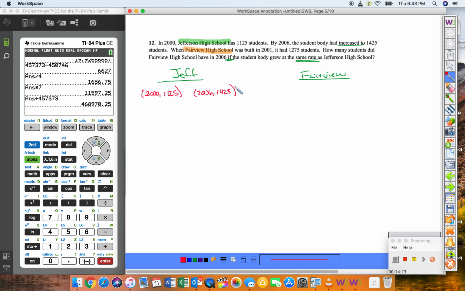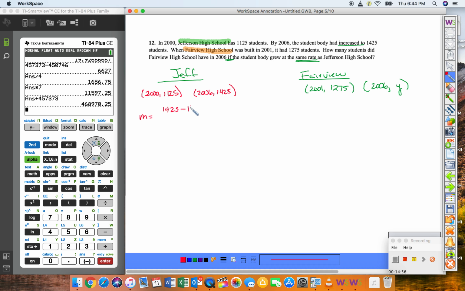So I have that. What I know for Fairview is that in 2001, there was 1275. And they're asking me how many students did Fairview have in 2006. So in 2006, how many students? Well, I don't know that, so we're going to call him Y, but they're supposed to have the same rate of change. Well, what that means is I should probably find the rate of change for Jefferson since I have two ordered pairs. So let's do that.